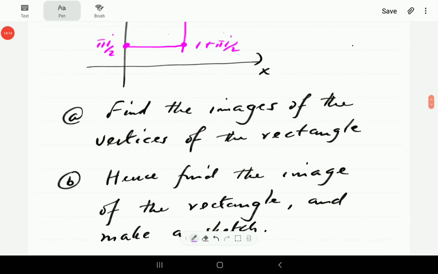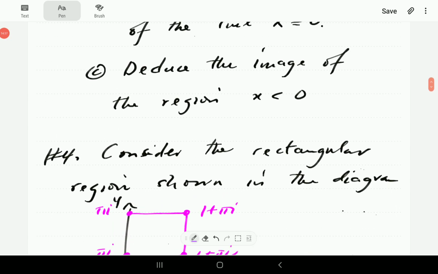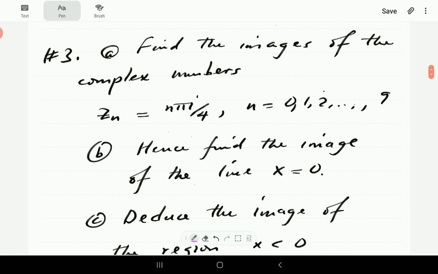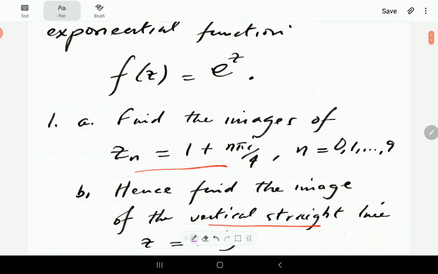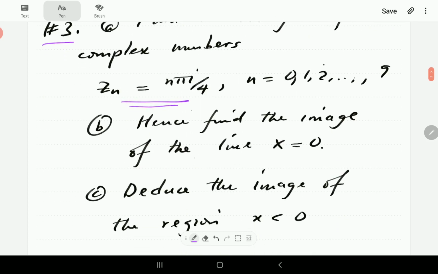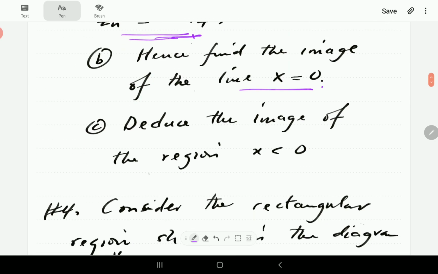All right, so for now we're going to ask you to go and have a go at number 3. Number 3 says find the images of the complex numbers, these ones here. Now you're going to notice that these ones are similar to what we did in number 1, only that in number 1 we had 1 here. So in this question, that 1 is not there. Then find the image of the line x equals 0. Then from there deduce the image of the region x is less than 0.